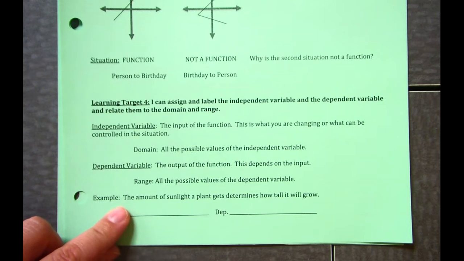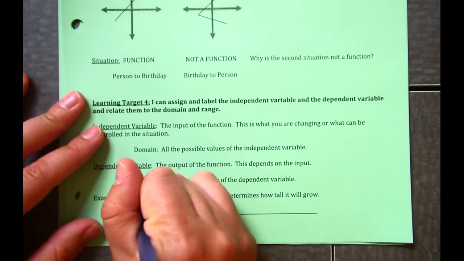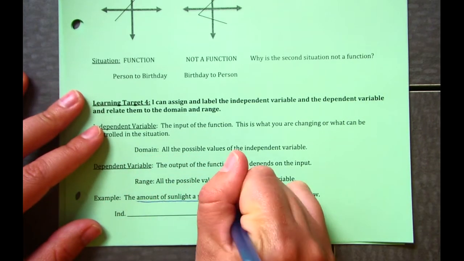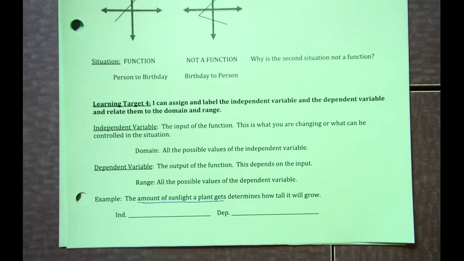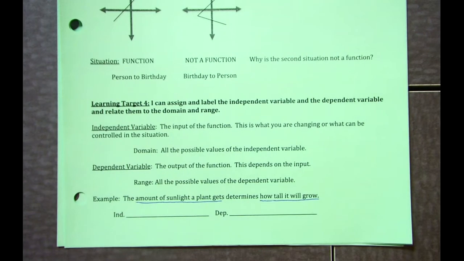So whenever you have a situation, for example, the amount of sunlight a plant gets determines how tall it will grow, you can look at that. And I always like to underline the two different things that are happening. So here we have the amount of sunlight a plant gets, and we have how tall it will grow. One of those is the independent, and one of those is the dependent.